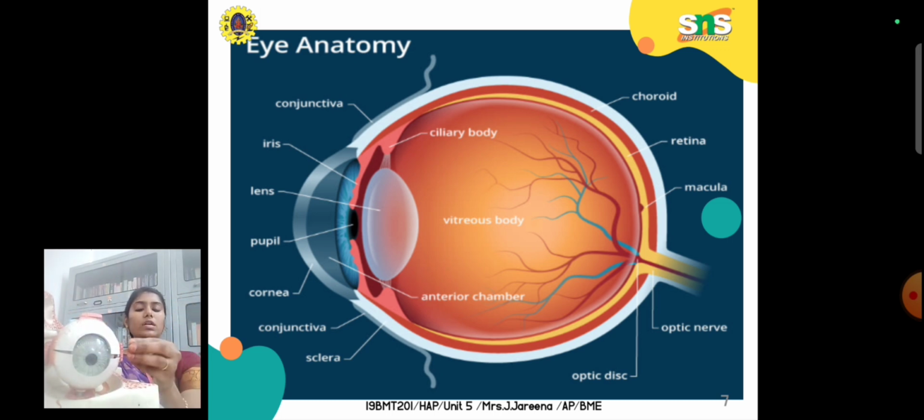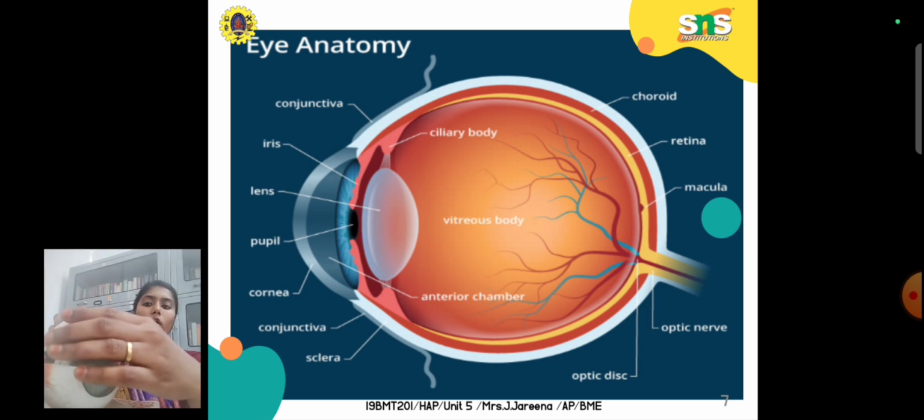Not only this, the function of this outer layer is that it supports the muscles, the extrinsic muscles and intrinsic muscles. These muscles are mainly involved in movement of the eyeball and also position of the eyeball. Now we will complete the first layer. Next, the second layer is the choroid layer.